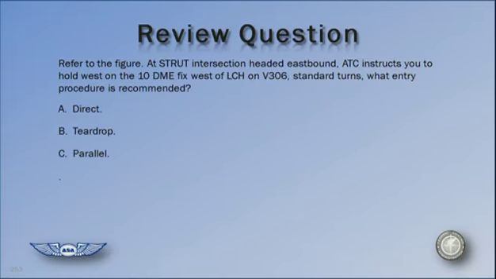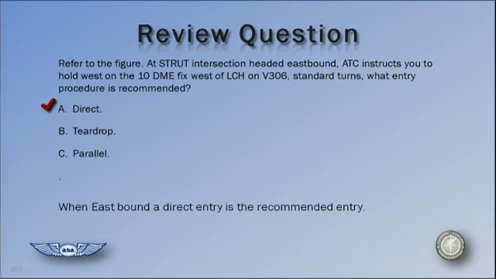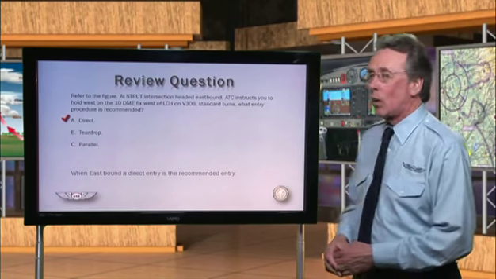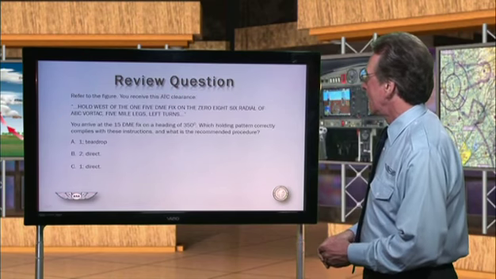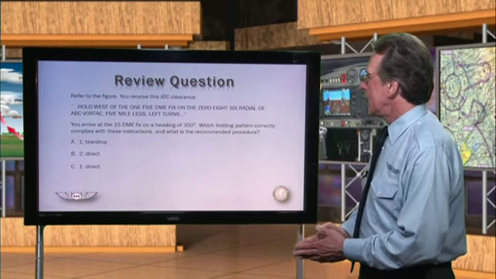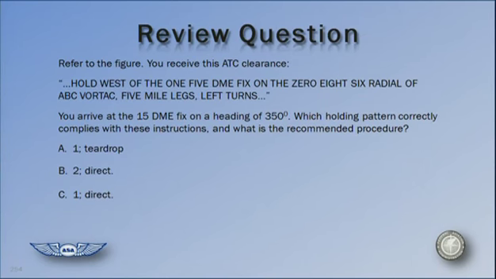So we go back to our question, which is the correct answer? A. When eastbound, a direct entry is the recommended entry. Okay, our second question, again referring to some figures here. You received this ATC clearance.